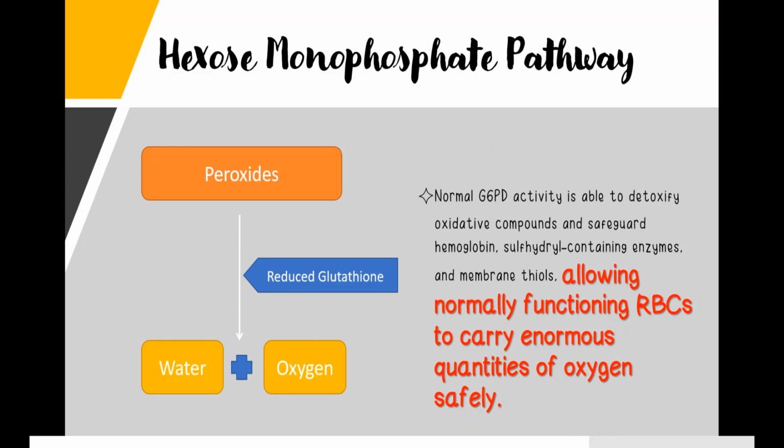Okay, because of the protective mechanism brought by the hexose monophosphate pathway. Again, the hexose monophosphate pathway is used to generate NADPH, and this NADPH will be used for the glutathione to be converted into its reduced form. And it is the reduced form of the glutathione that will counteract the effects of the oxygen radicals that may potentially cause damage to our hemoglobin.